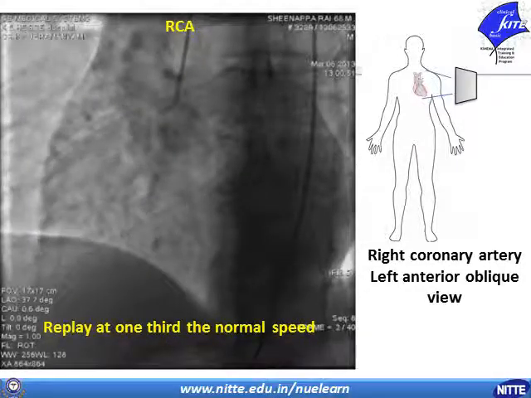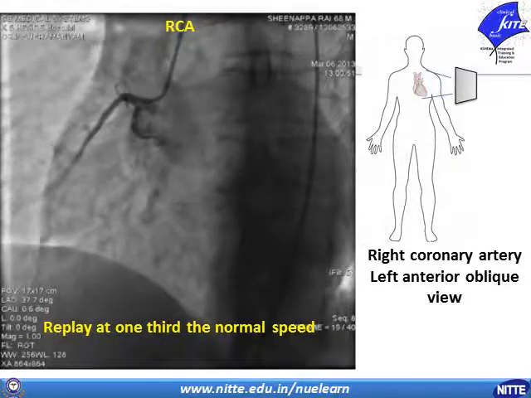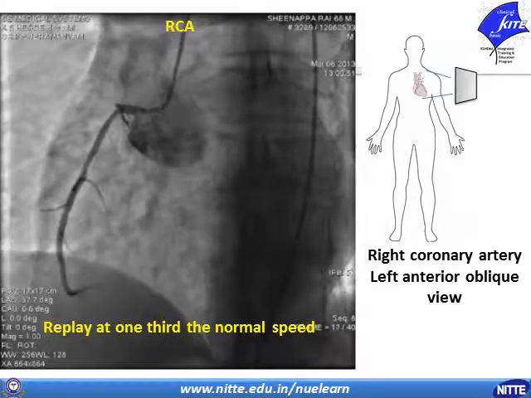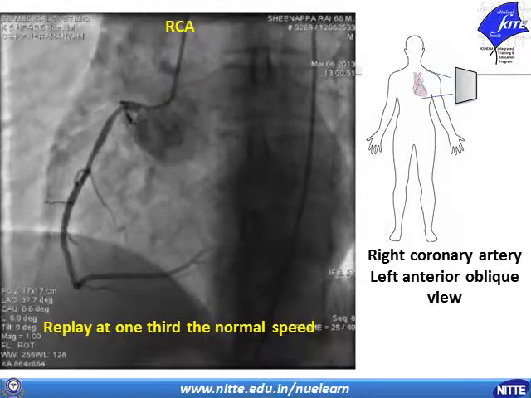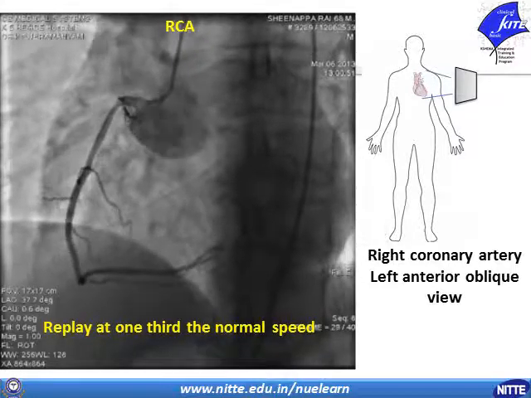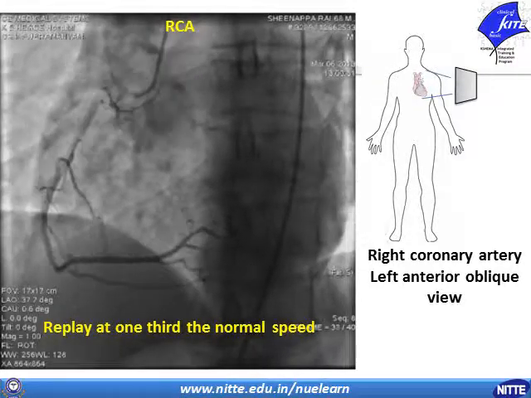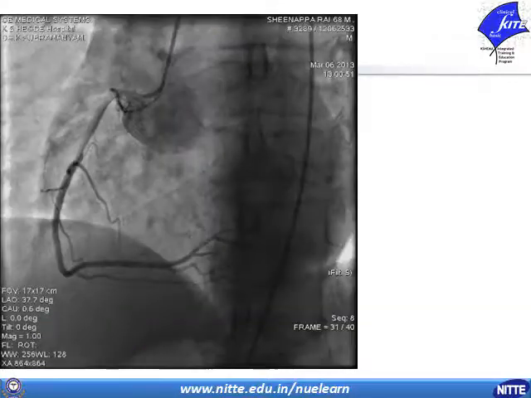Let us replay this angiogram at a much slower speed, at 1/3 the normal speed, a right coronary artery angiogram at a slower speed, and you can see the dye entering the right coronary artery, making its way down the branches of the coronary artery. So, coronary angiograms can provide detailed views of the anatomy of the coronary arteries.